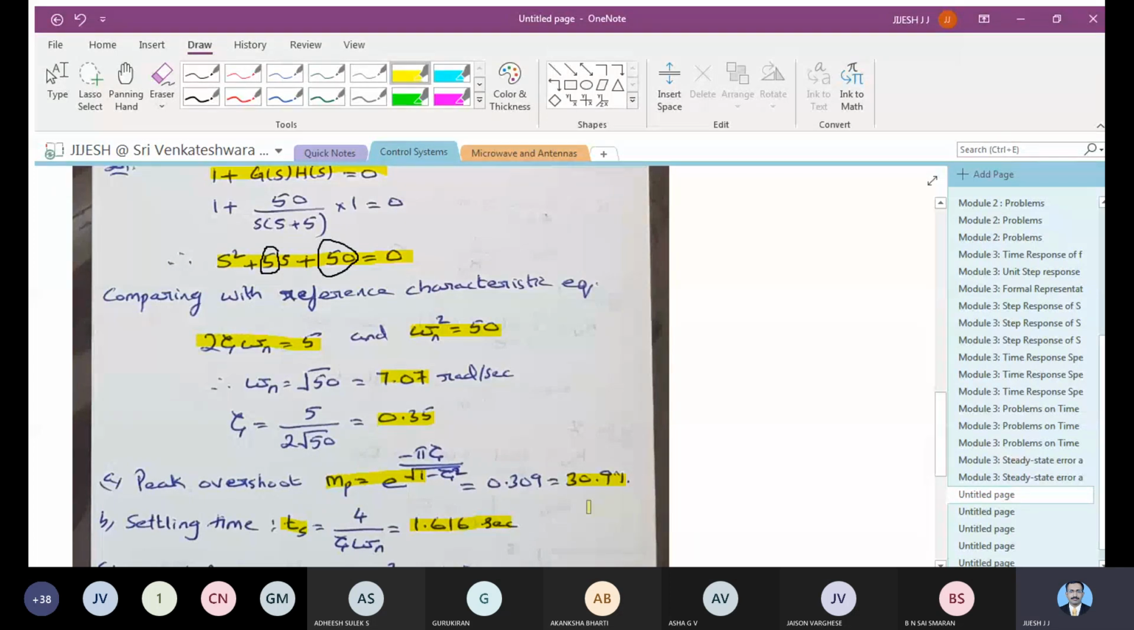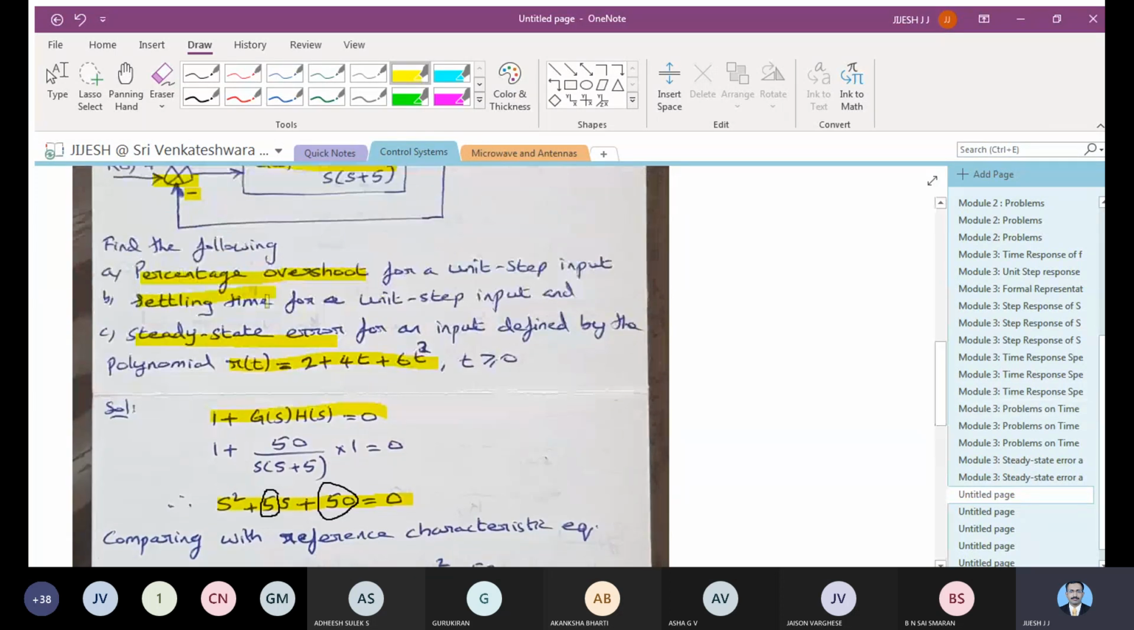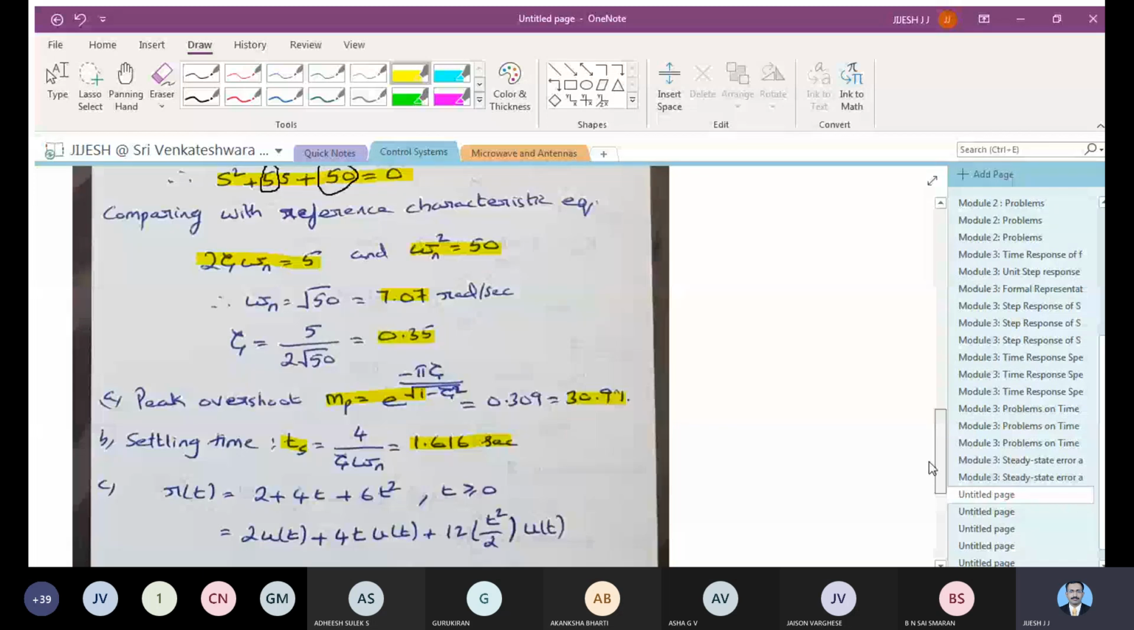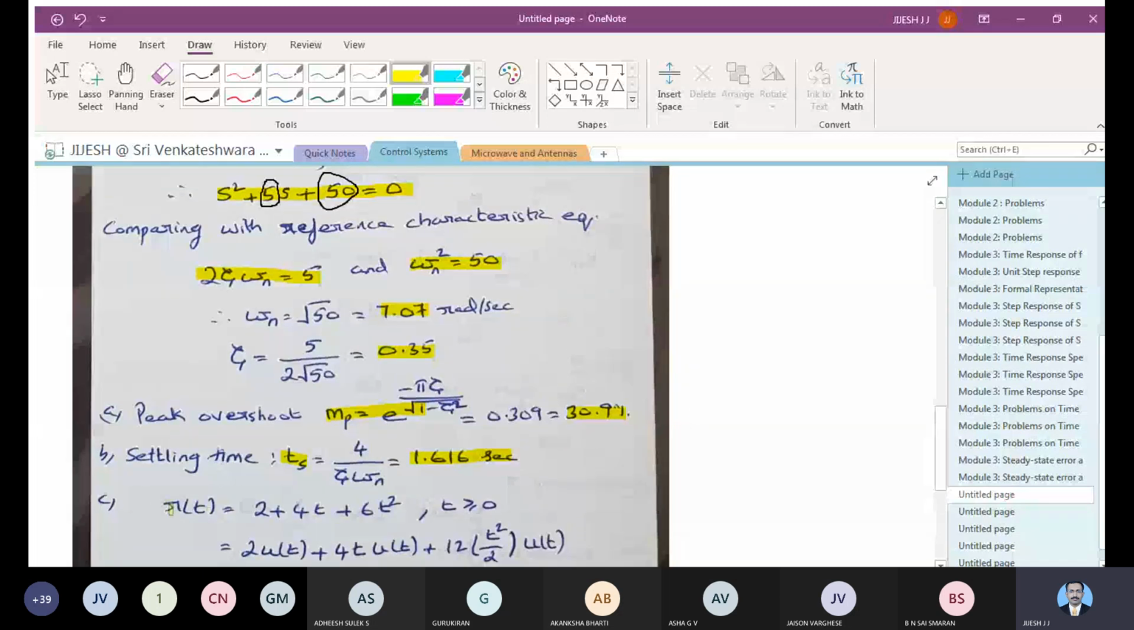What is the next one? Now we have found the percentage overshoot and settling time. Now the next one is the steady state error for an input defined by the polynomial r of t, which is given as 2 plus 4t plus 6t square. So let us see how to continue with that. The polynomial given for us is r of t is equal to 2 plus 4t plus 6t square. And now we have to simplify it further.